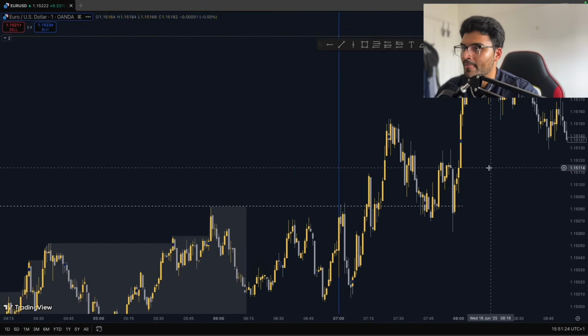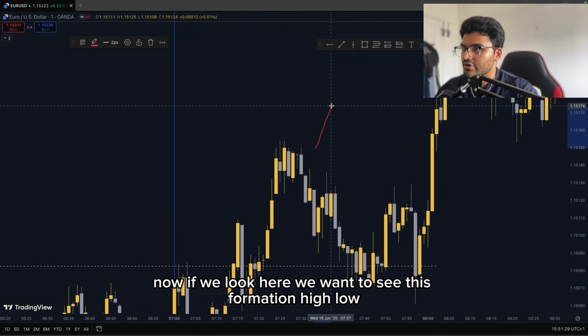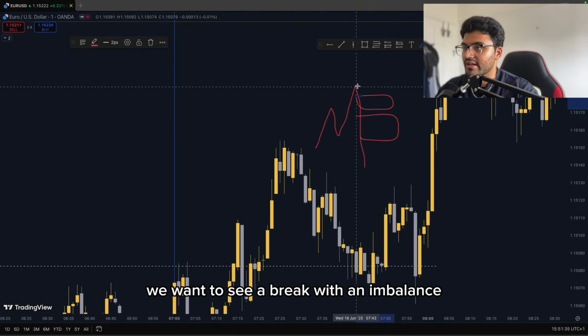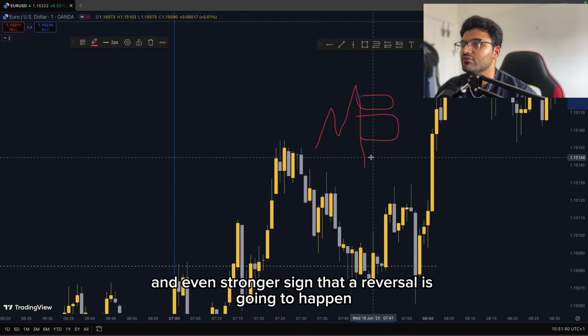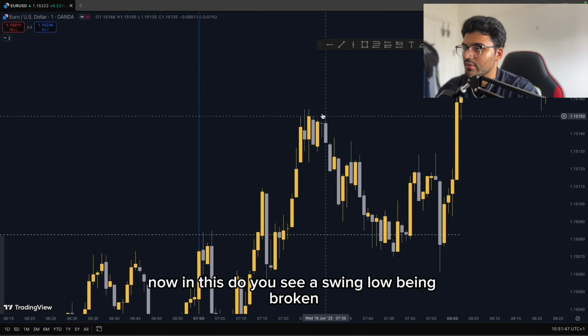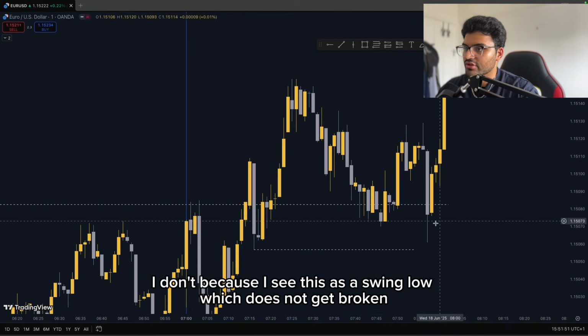It's very simple. Now, if we look here, we want to see this formation, high, break of the low with an imbalance somewhere in this leg or after. We want to see a break with an imbalance because it's showing a strong market structure shift, an even stronger sign that a reversal is going to happen. So very simple up till now. Now in this, do you see a swing low being broken? I don't, because I see this as a swing low, which does not get broken.